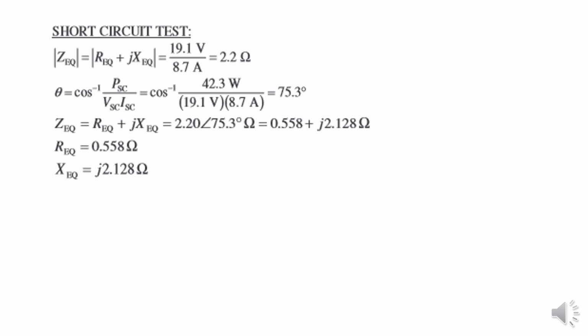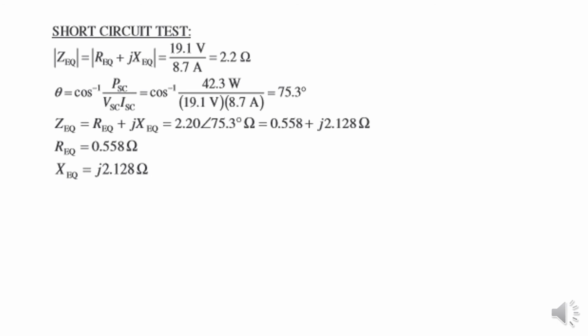Remember 2.2 angle 75.3. The impedance angle is positive, because when we have inductance, it is R plus j omega L, so the impedance angle will be positive. The current will be lagging the voltage, but the impedance angle is positive. So 2.2 angle 75.3, when written in rectangular form, is 0.558 plus j 2.128 ohms.